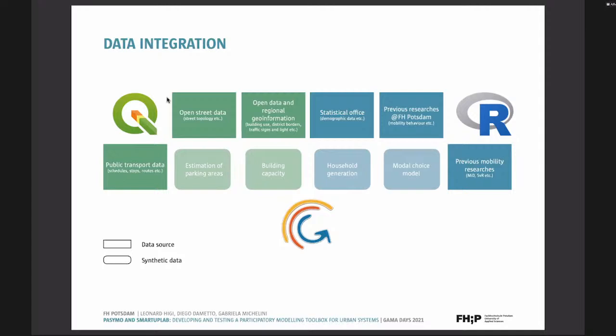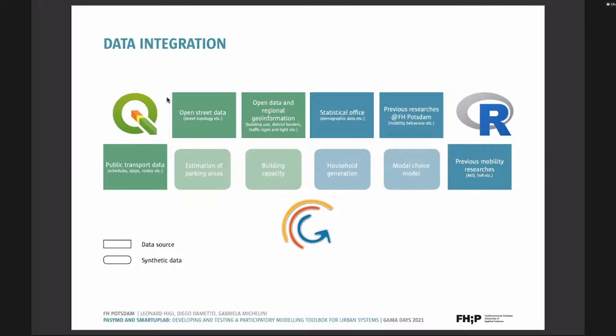Yeah, thank you, and good afternoon, everybody, also from my side. Since our goal is to test the introduction of participatory modeling in actual planning practice, our first step has been to gather data from different sources into a single database. This is normally, at least in Germany, in small towns, the first big challenge, since no consistent data warehouse exists. For this purpose, we used open data provided by the city of Potsdam, as well as OpenStreetMap data, but also data from public transport providers. And we operationalized data from preliminary mobility research in the Potsdam area.